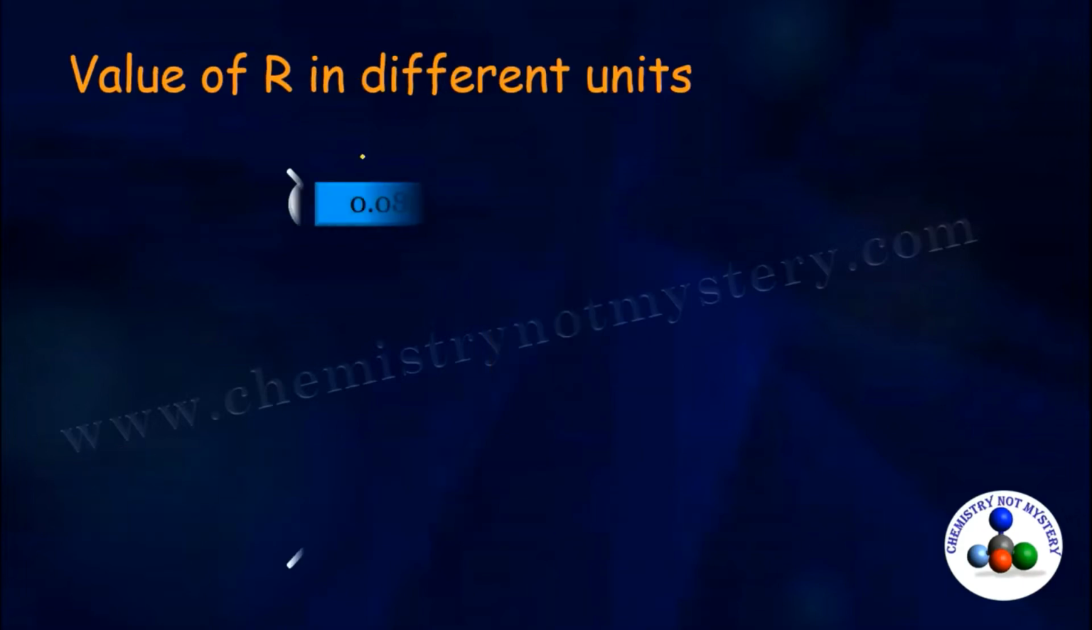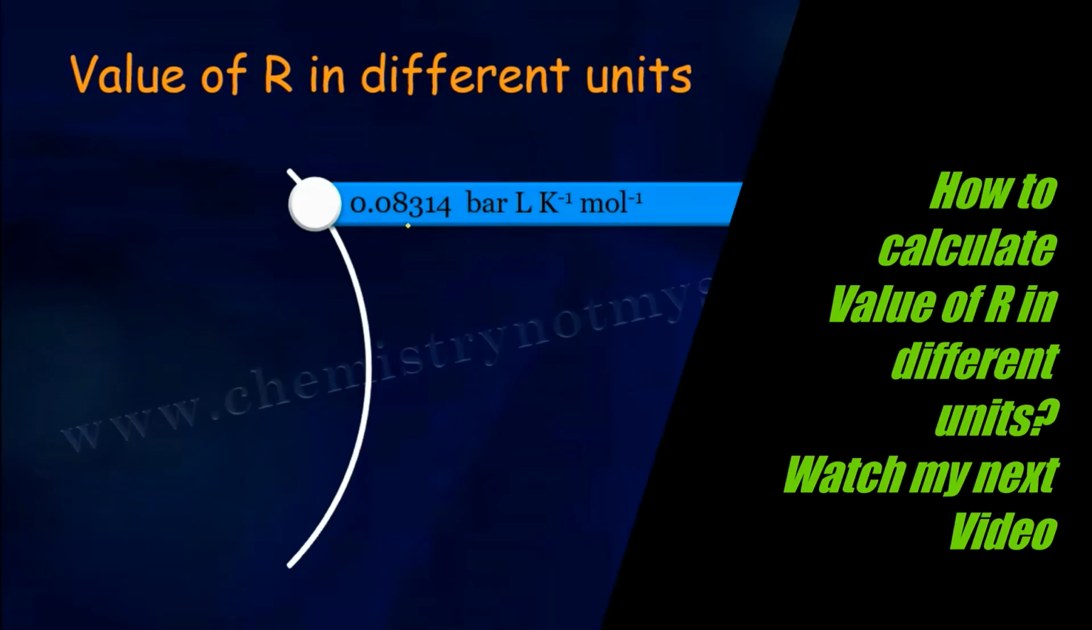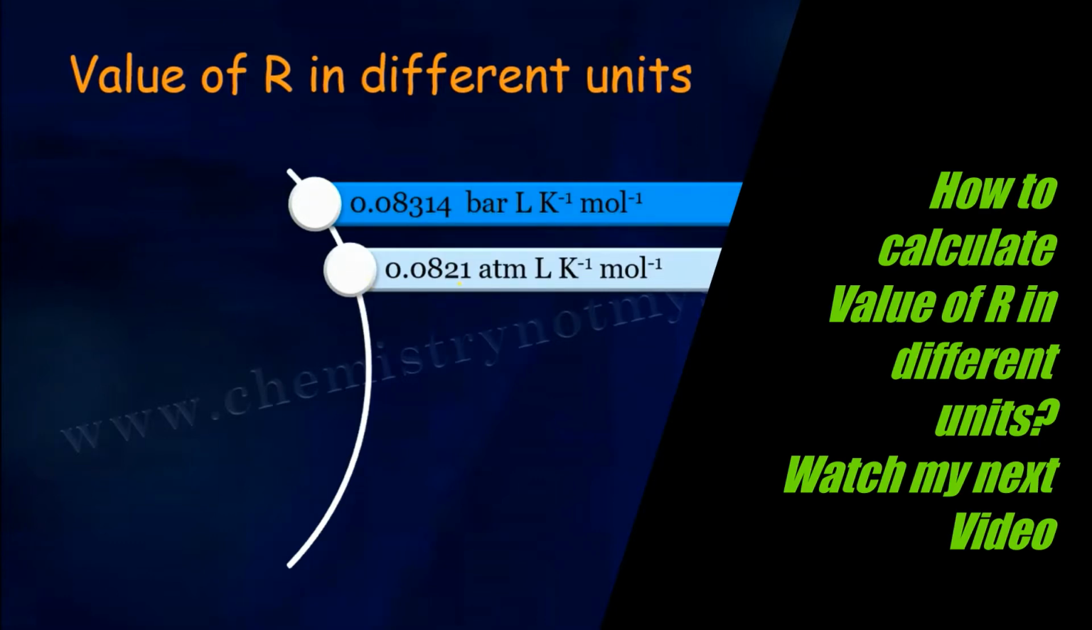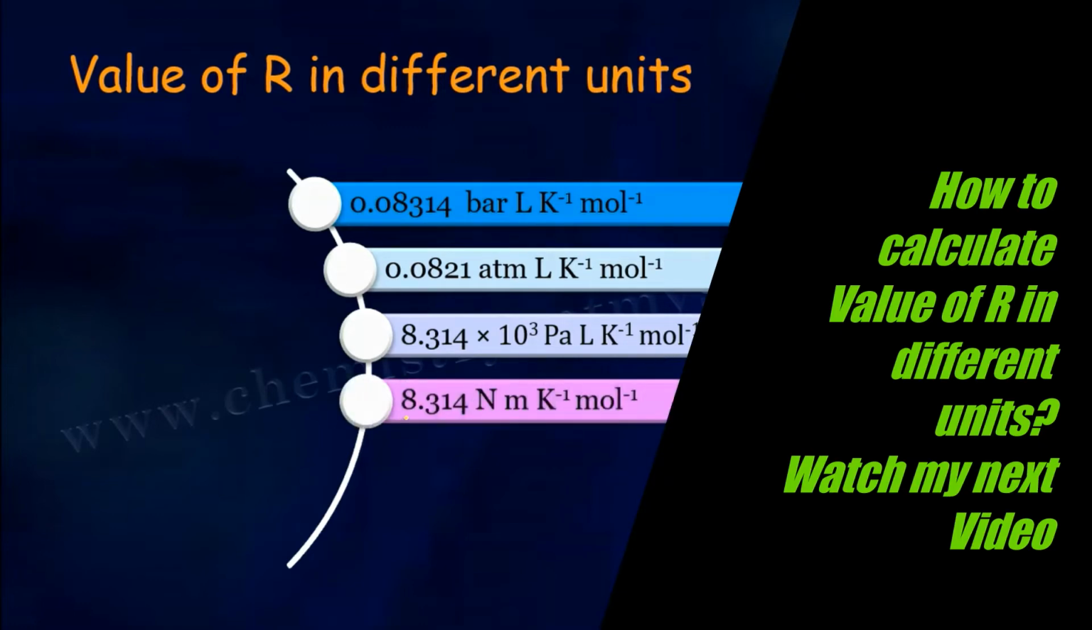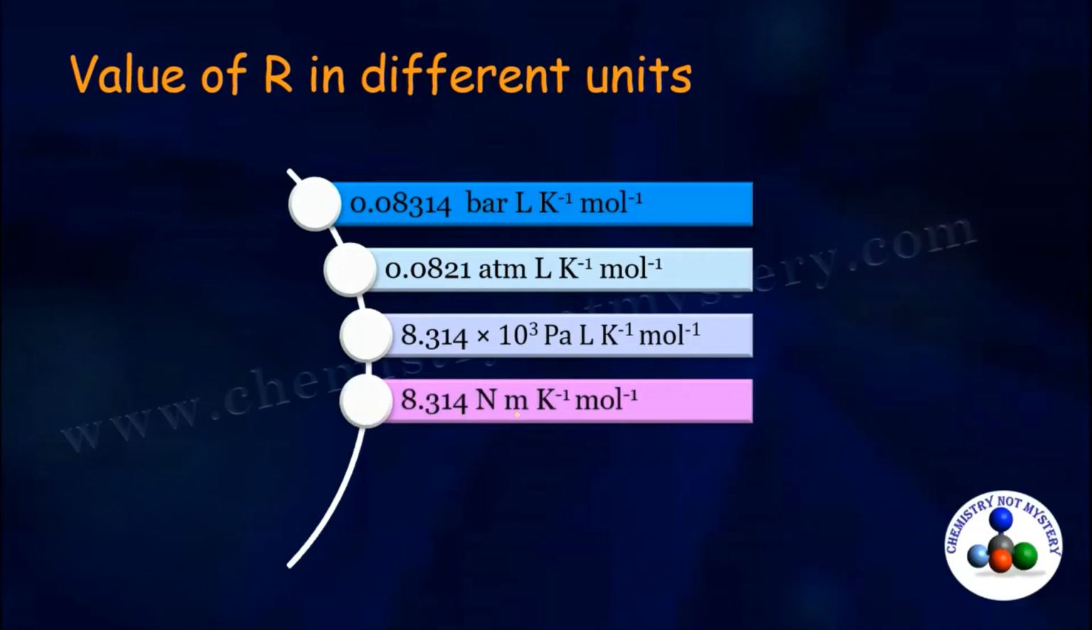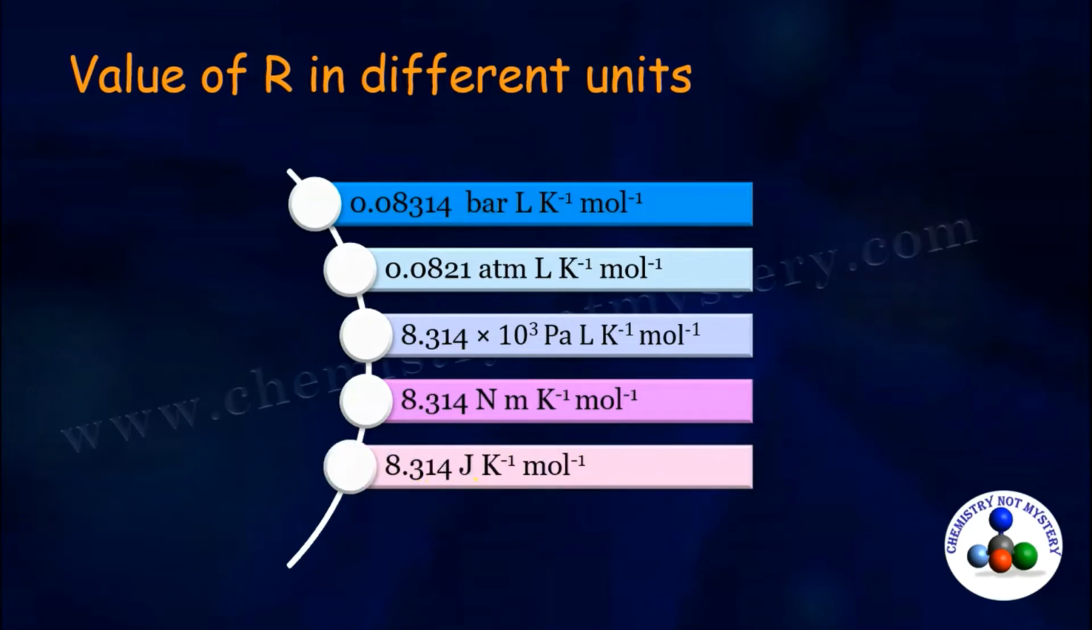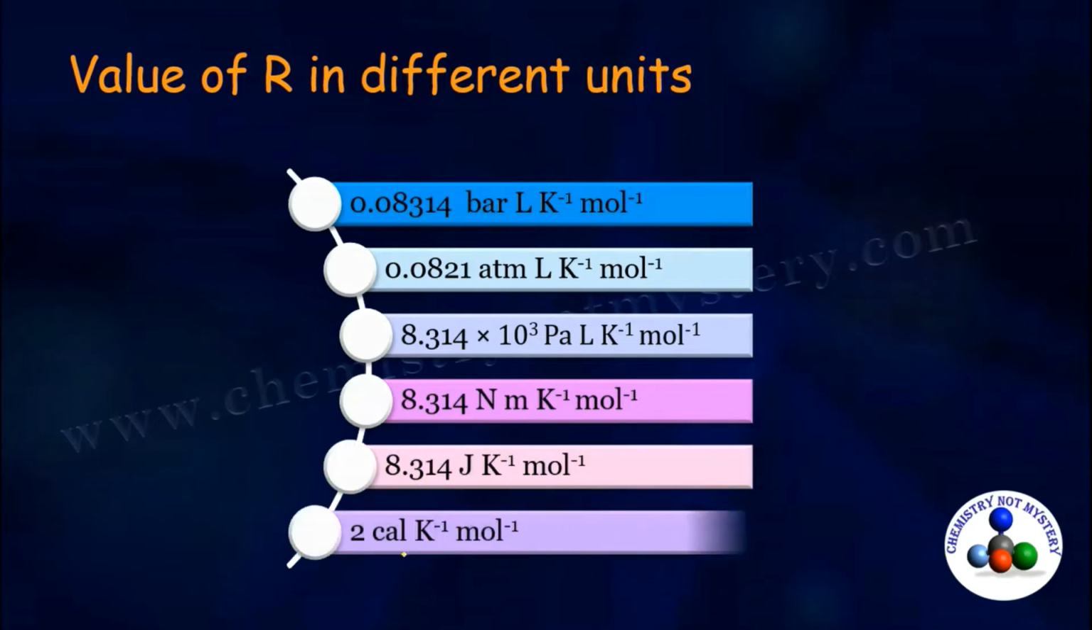Here is the value of R in different units: 0.08314 bar liter per Kelvin per mole, 0.0821 atmosphere liter per Kelvin per mole, 8.314 × 10^3 Pascal liter per Kelvin per mole, 8.314 Newton meter per Kelvin per mole, 8.314 Joule per Kelvin per mole, and 2 calorie per Kelvin per mole.